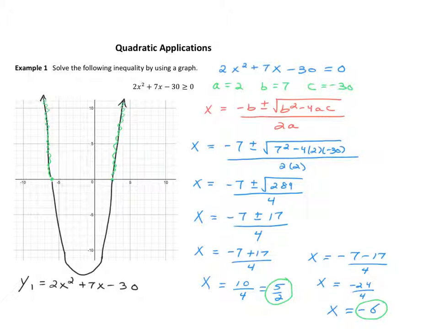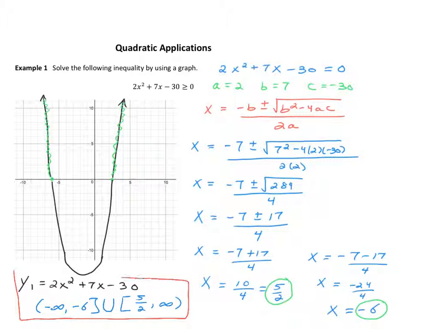The answer is negative infinity up to and including negative 6, everything from 5/2 to positive infinity. I'll put the U between there for the union, and this is the answer over here.